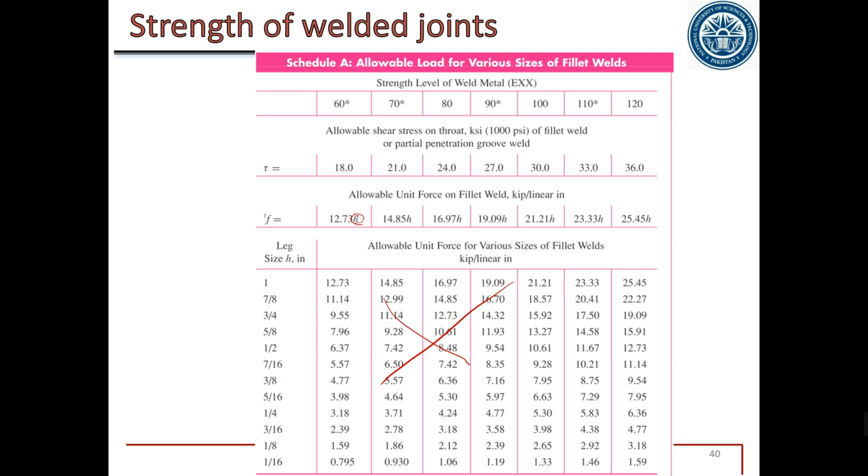If you have the value of H, just see the value of H. For example, if this is the weld size, if H is 5 by 16 inch, and the material that you are using is 80 weld material, so the maximum load that can be applied is 5.3 kip, or in your book, if it is SI units, then it will be written in Newton. So this is the table that gives us the maximum amount of load per unit length that can be applied on the filler material or weld metal.